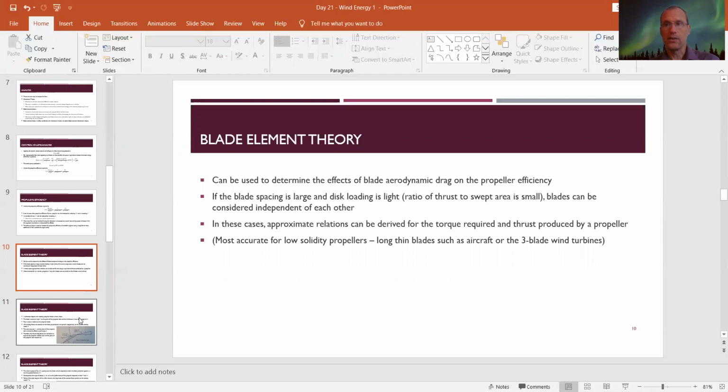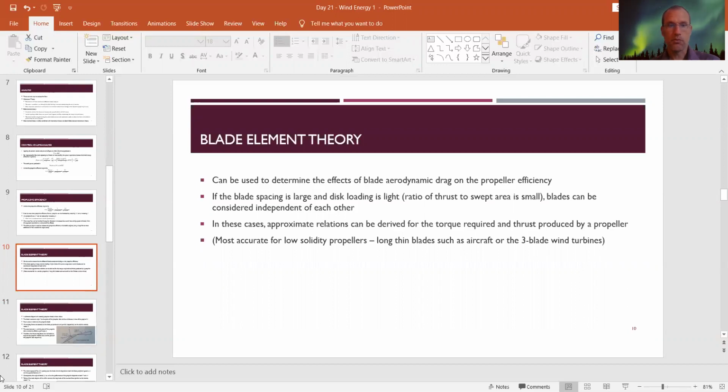Another good example of that is the standard wind turbine that we see these days, the 3-blade design. You have very thin blades, and there's only 3 of them, so they're spaced really far apart. Because of that, the wake from one does not really affect the other, so I can treat these as independent blades. I don't have to worry about how the wake of one blade is going to affect the incoming flow of the next blade. Each blade can be treated completely independently. It makes our life a lot easier, blade element theory.